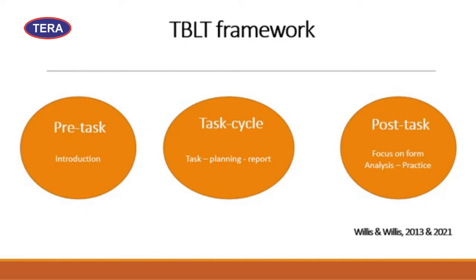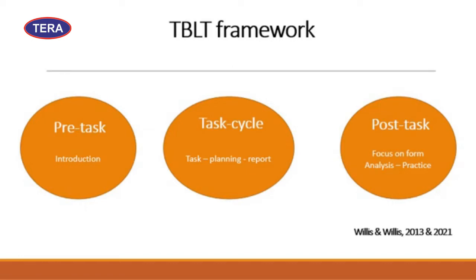Secondly, the task cycle stage, which is the second phase, is divided into three stages based on Willis and Willis's framework. So the task cycle phase is divided into the task, planning, and the report stage. At the first stage, that is the task stage, learners should complete the task in small groups or in pairs, while the teacher should only monitor learners' progress and encourage them without interference. The main point of this stage is fluency and task completion.